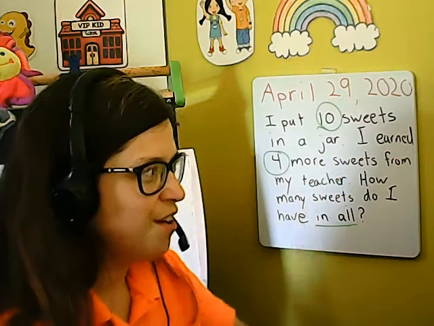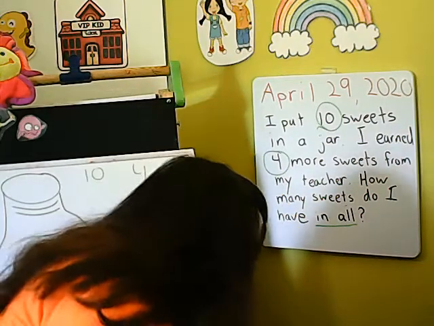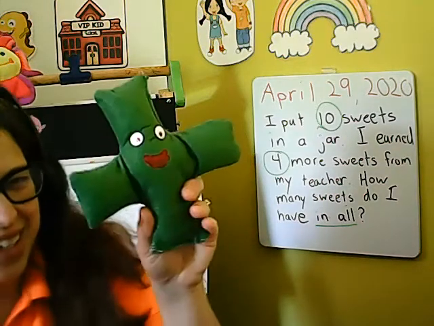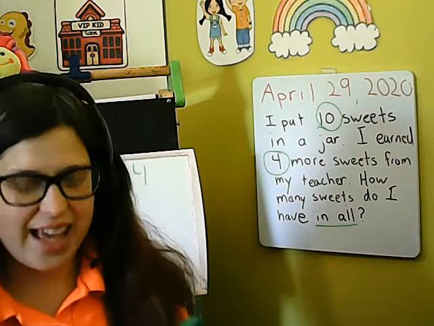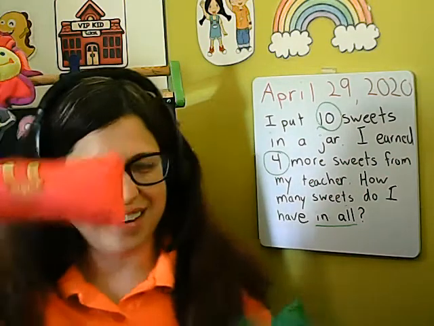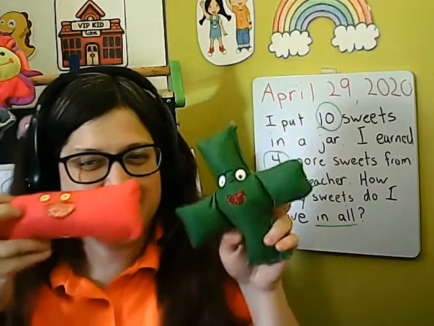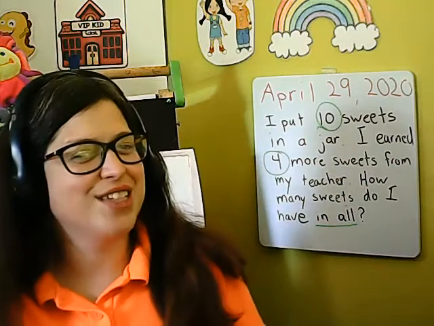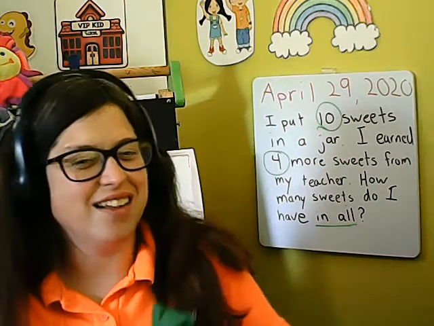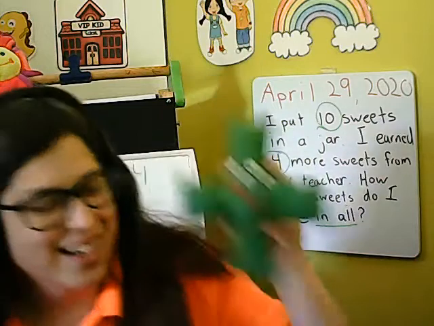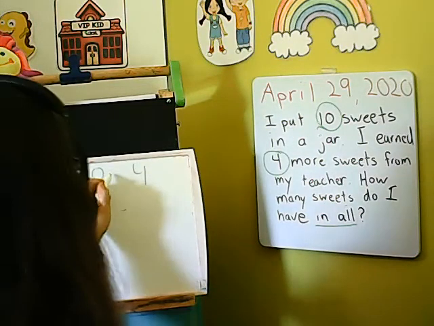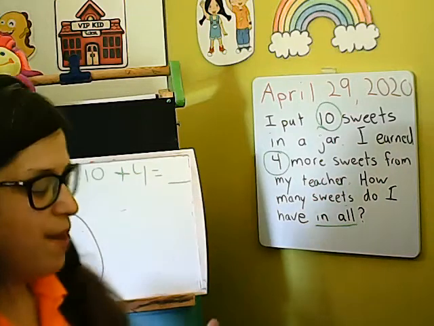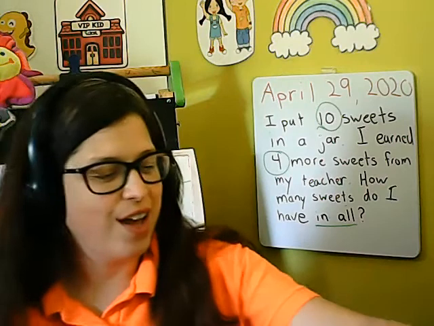And it looks like I have a word down here, in all. Let's see if you can remember. Is in all a Gus the plus word, or is it a Linus the minus word? Think about it for a second. That's correct. Anytime you see the words in all, it tells you to add. So we are adding 10 and 4 today. We are going to try to solve this answer.